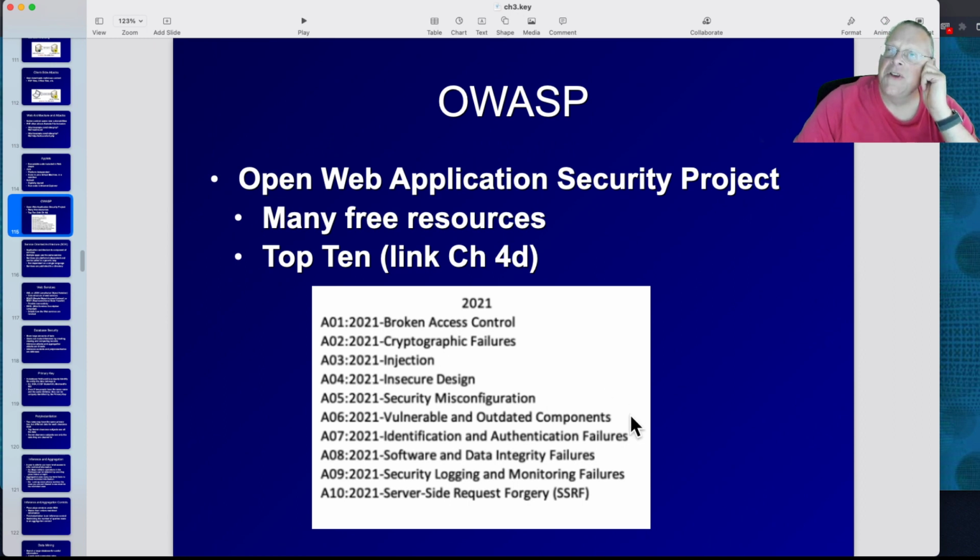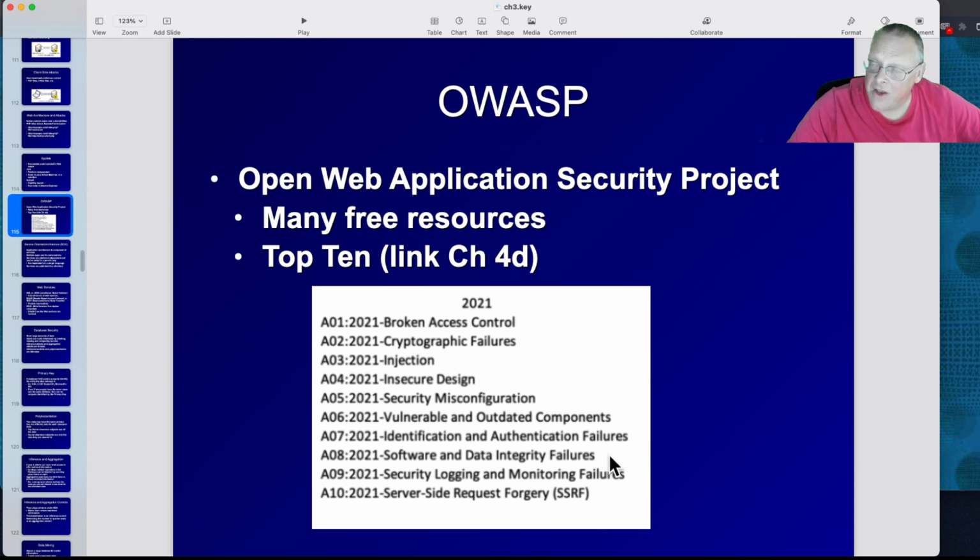Outdated components is the big issue of supply chain attacks these days, where you're using libraries and those are using libraries and some of those things are not up to date. And then identification and authentication failures, where you somehow do not really keep track of who somebody is sufficiently, so somebody without privileges ends up being able to do something where they should require different privileges.